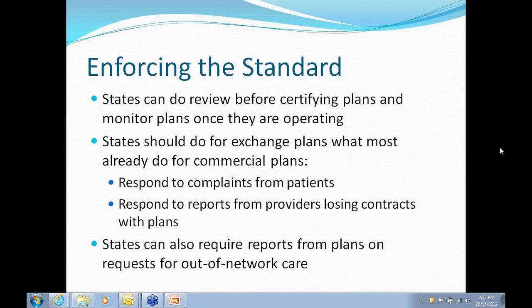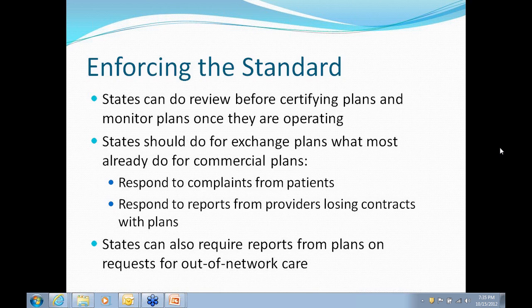So many states right now, for their commercial plans outside an exchange, respond to complaints from patients. Either one-on-one they respond to them, or certainly where they see a pattern of abuse, they may step in and do a bigger, what they call market conduct exam, where they really go in and audit the plan on a number of different factors.